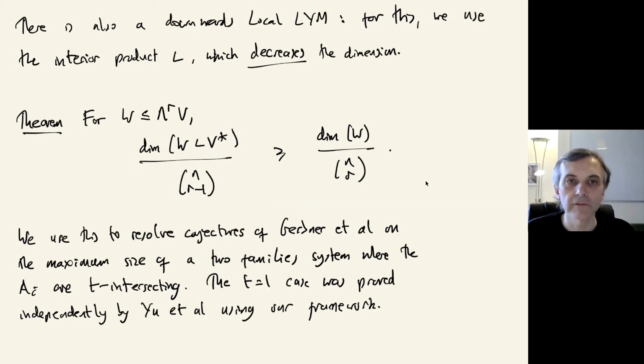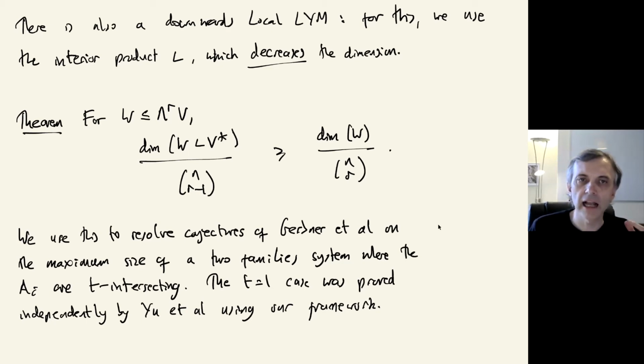So for this we need another operation, the interior product. Again, that's something that you see slightly less often. It's sort of standard, but you see it less often, certainly in the combinatorics literature. So I think I've seen Oleg Pikhurko use it and one or two other people. So what does it do?